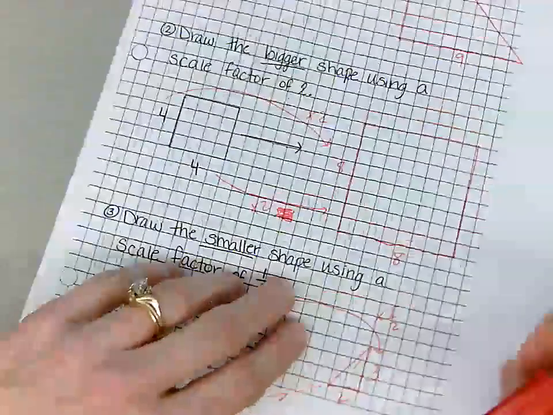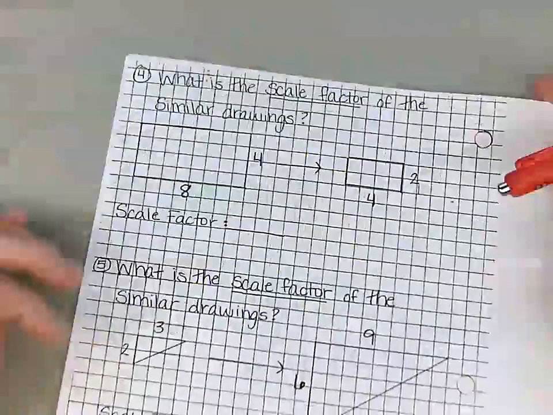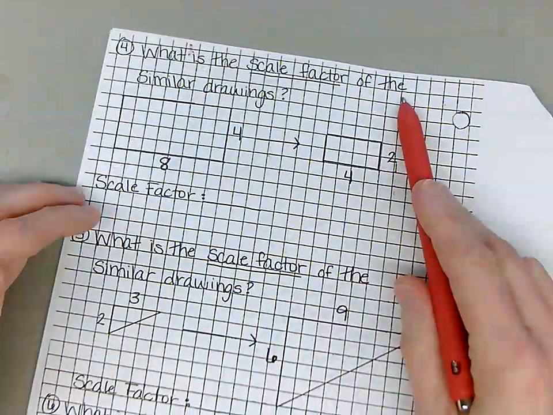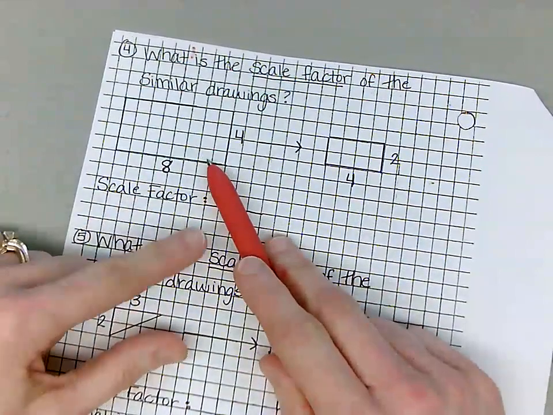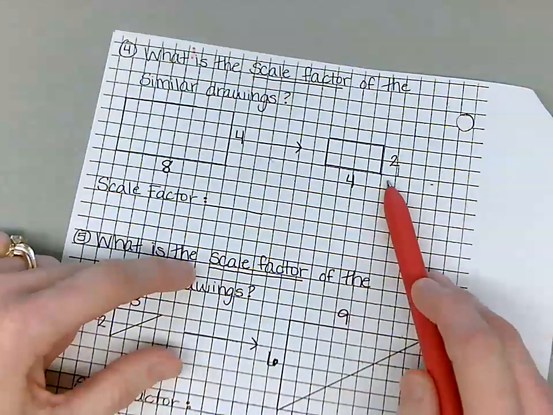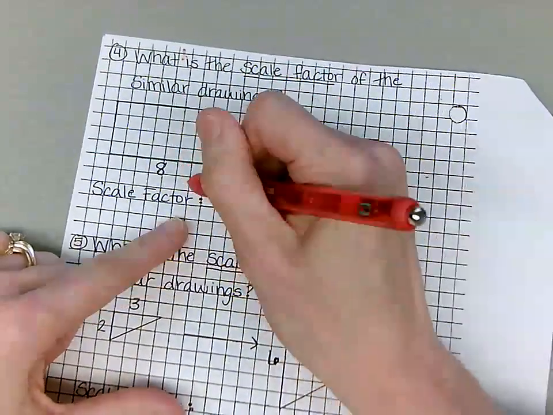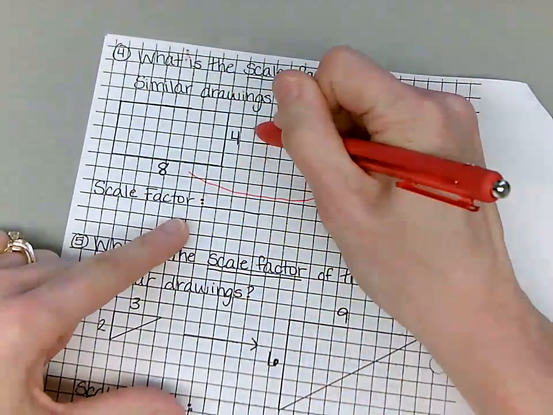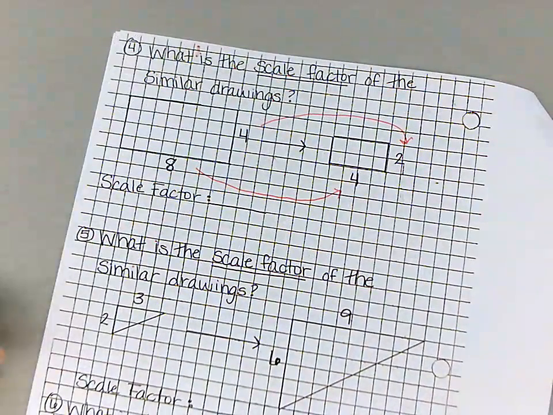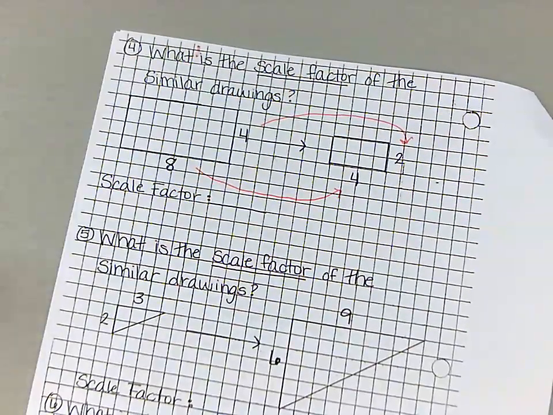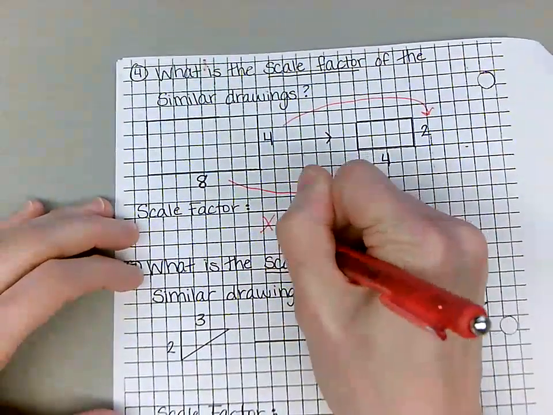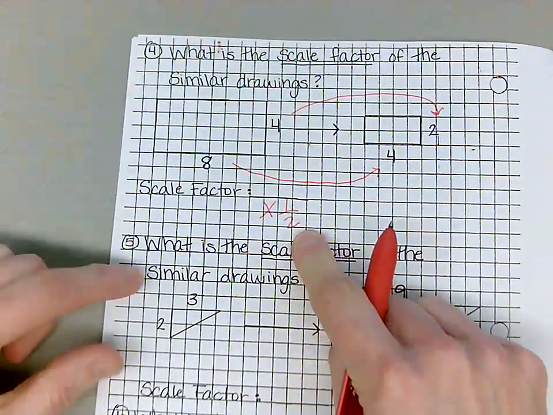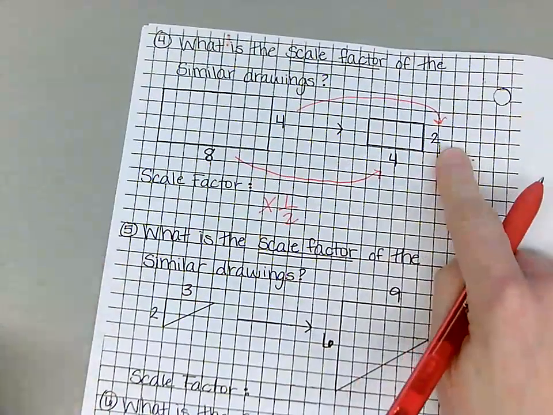Okay, turn the page, back side. So number 4, what is the scale factor of these similar drawings? I give you 2 drawings. You have a larger rectangle that is being shrunk down to a smaller rectangle. What's happening here? From 8 to 4 and from 4 to 2. Hopefully you're saying, well, it's getting divided by 2. Yep, but you don't say the scale factor is divided by 2. You're shrinking it, and so when you shrink, it's going to be represented as a fraction. So it's times 1/2. The scale factor, shrinking it, it's becoming half the size of the original.